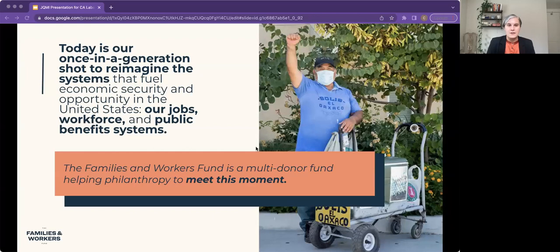So to start, a little bit about the Families and Workers Fund. We are the largest national donor collaborative working to build a more equitable economy that uplifts all. We're now a more than $65 million pooled fund and a platform for collective action supported by more than 40 leading philanthropic organizations. And we were founded in direct response to the COVID-19 pandemic on the belief that the US is experiencing a once in a generation opening to advance economic opportunity and mobility, especially for the workers who've been most locked out of the country's prosperity, including people of color and women and other historically underestimated communities.